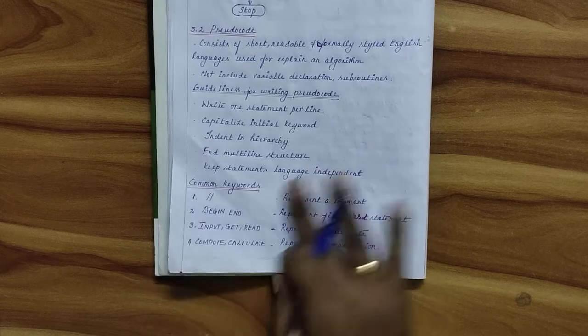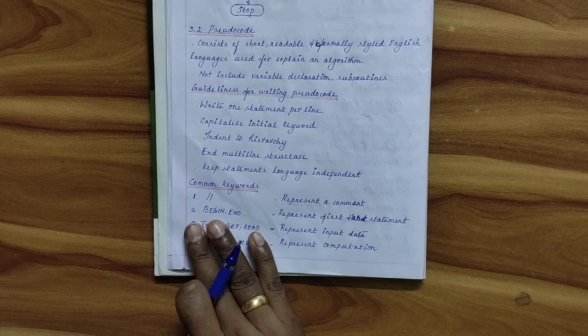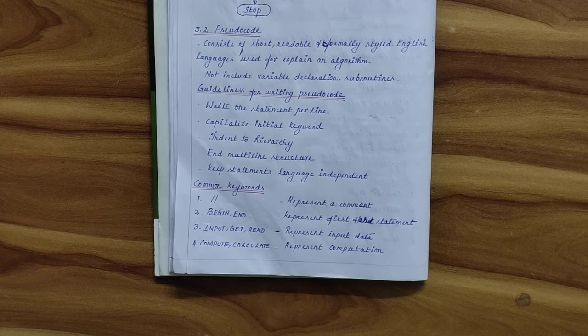So what are the guidelines? The first one is you have to write one statement per line. Okay, so what is this statement? Already I said, a statement is a single action. That is, the statement can be an input statement, or an output statement, or a computational statement. Okay, so if you write an input statement, the computation statement must be in the next line and the output statement must be in another line. Okay, so let's see an example for this.